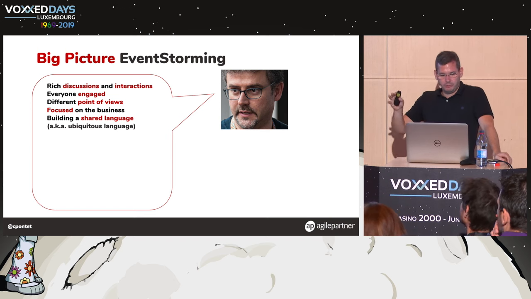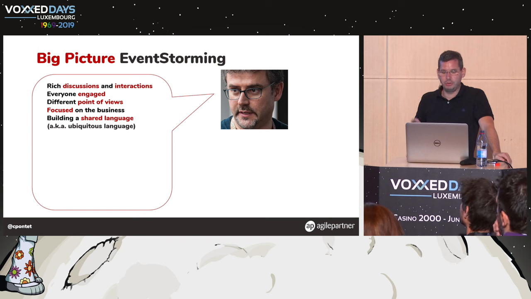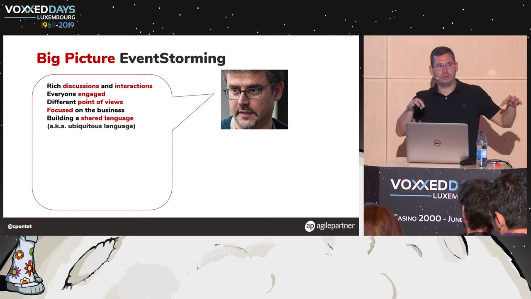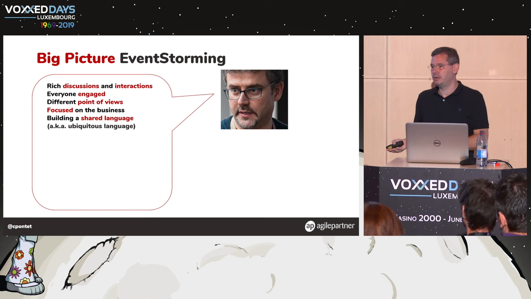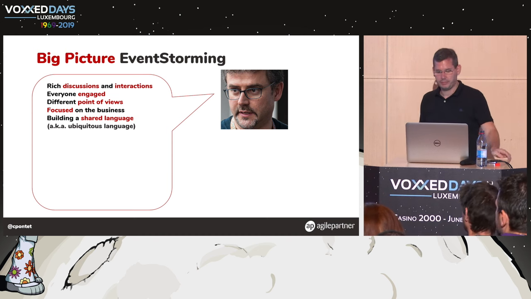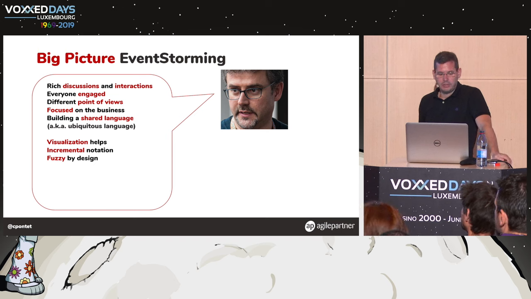You should always be focused on the business. And you start building a shared language. That's very important in terms of domain-driven design, this notion of ubiquitous language. The language is ubiquitous in a given context, of course, but still, it's a ubiquitous language for the company, for the organization. You start explaining a bit better what a customer is, what an order is, and this kind of business notions that you're using. Also, it helps visualizing things. We human beings like visualization. It helps us reason about things.